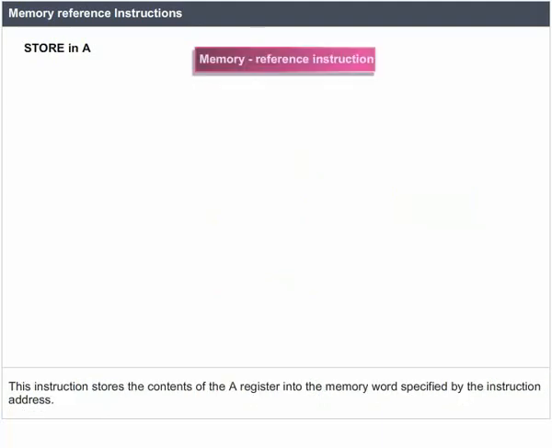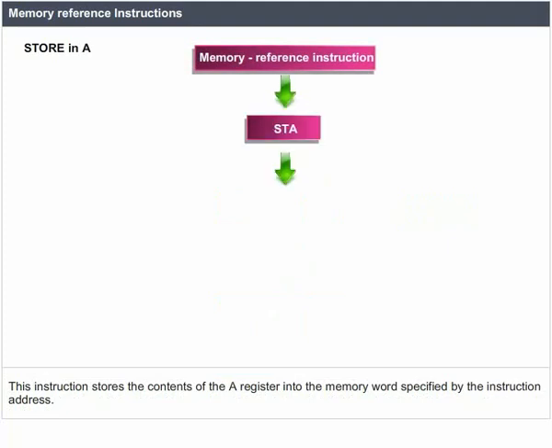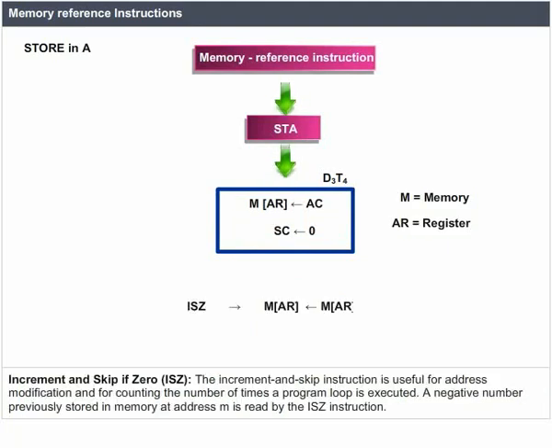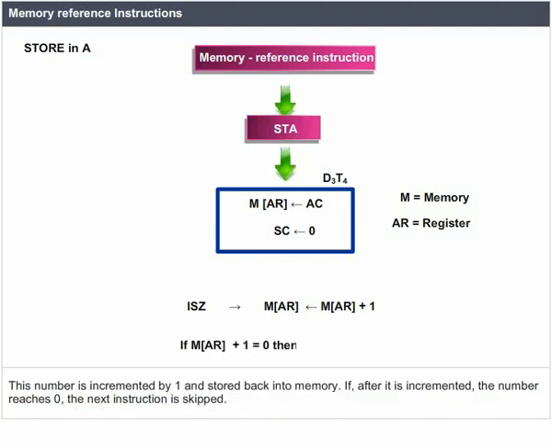Store in A. This instruction stores the contents of the A register into the memory word specified by the instruction address. Increment and skip if 0, ISZ. The increment and skip instruction is useful for address modification and for counting the number of times a program loop is executed. A negative number previously stored in memory at address M is read by the ISZ instruction. This number is incremented by 1 and stored back into memory. If, after it is incremented, the number reaches 0, the next instruction is skipped.